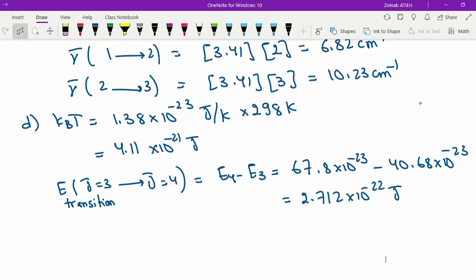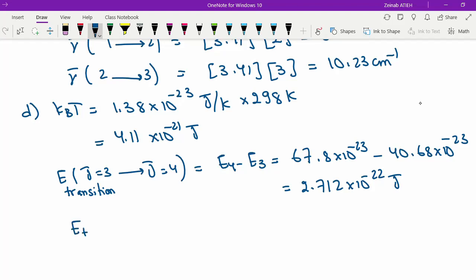If we divide E of transition, or the energy needed for the transition, by kBT, just to get an idea, this ratio will be 0.065. So you can see how small the energy difference between these levels is, incomparable with kBT. So at ambient temperature, there is enough energy for the molecule to go from the level 3 to the level 4. So the energy delivered by this temperature is enough. So this is equal to 6.5%. And this is the conclusion.